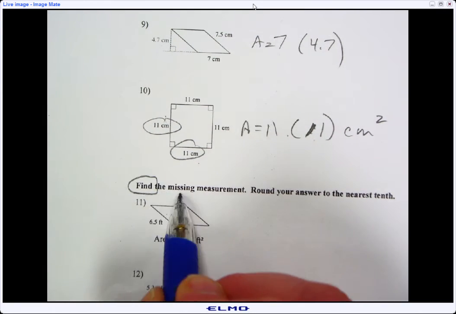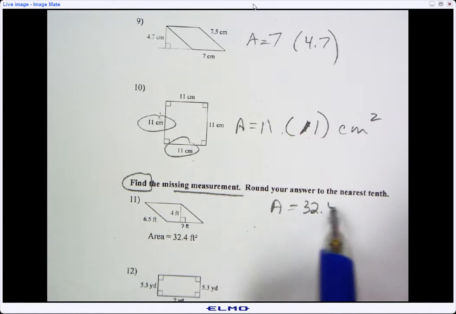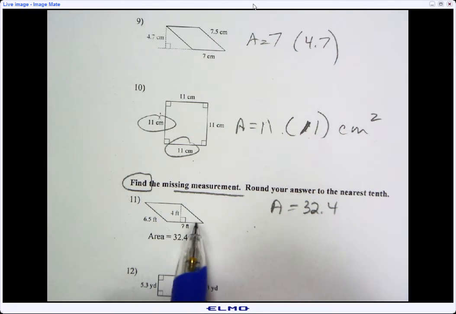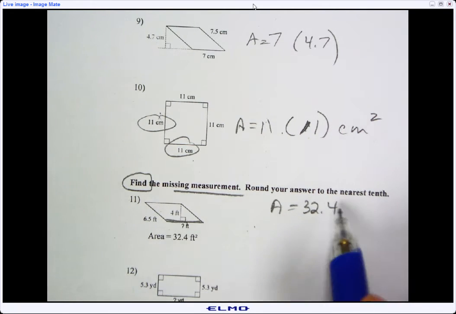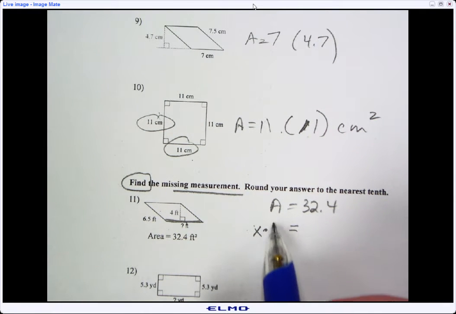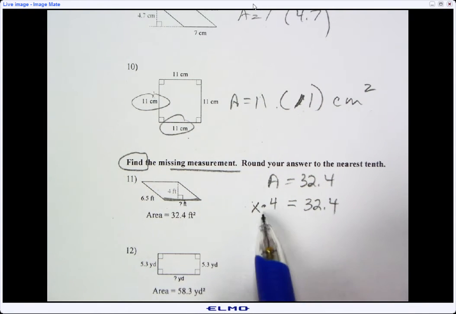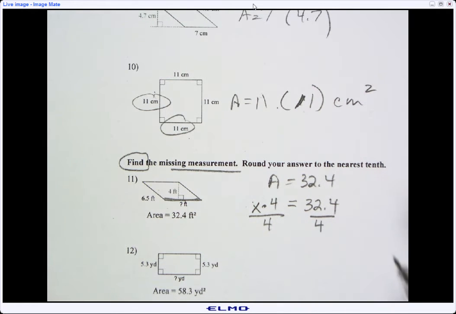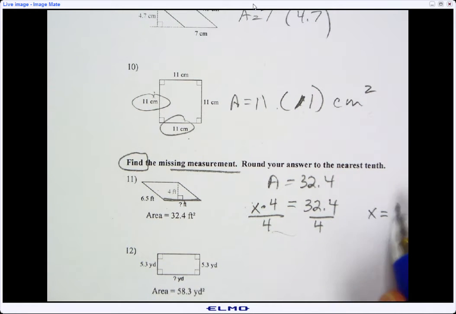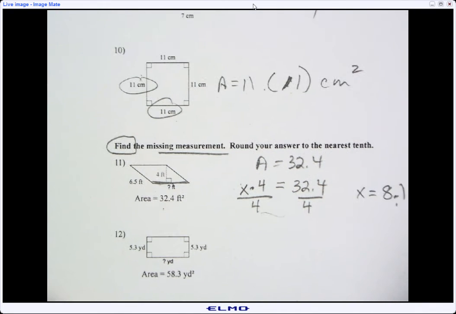Now we're finding the missing measurement. Now we're working backwards a little bit. So we're given the area. Area is 32.4, and they want you to find the dimensions. Well, I know that the base is the question mark, whatever you call your x, and the height is 4. So 4h equals 32.4. Divide by 4, divide by 4, x equals 8.1. And you can always check it by taking 8.1 times 4, seeing if you get 32.4.